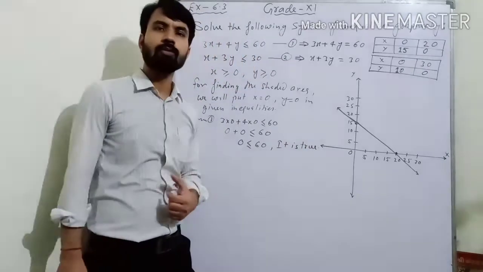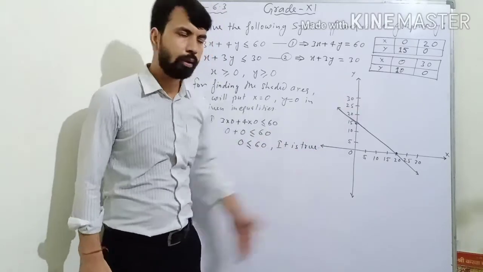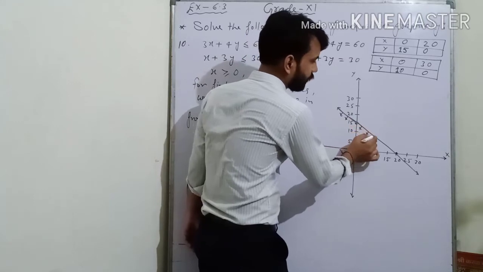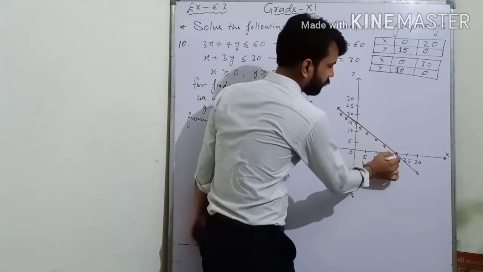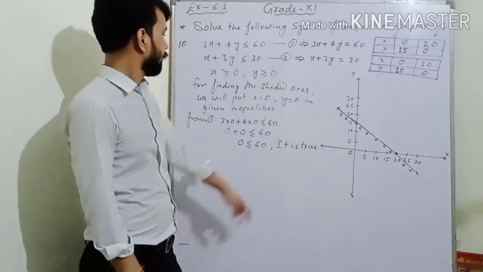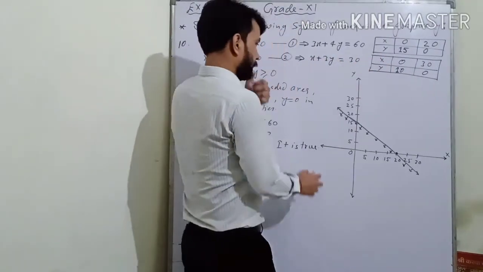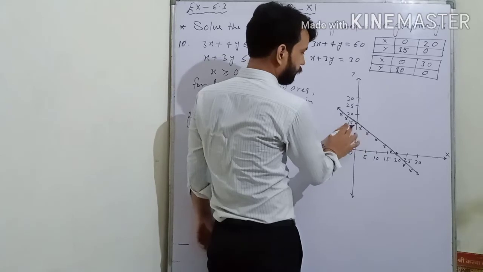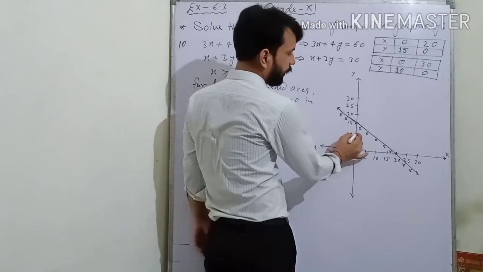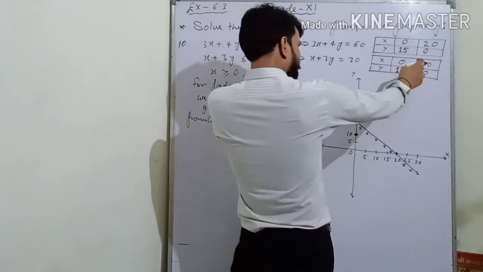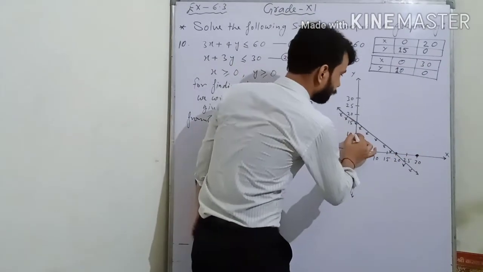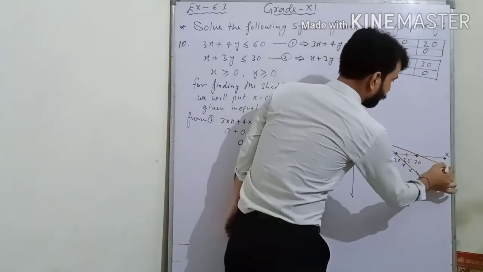If this condition is true, then we will shade the region towards the origin. So we will have to put the arrows towards the origin like this. Understood? Okay. Now the second point, x is 0, y is 10. So x is 0, y is 10, the point is here. And x is 30, y is 0, that point is here. Now we will join these 2 points with a regular line.